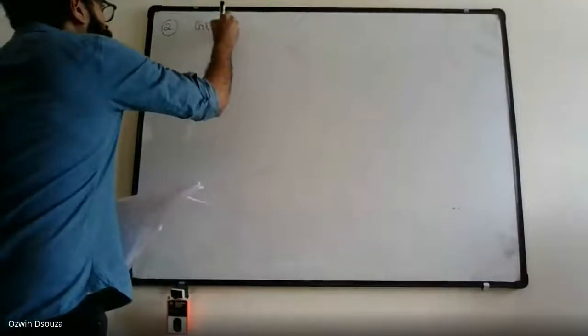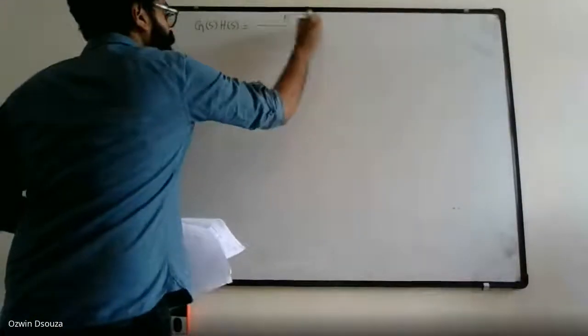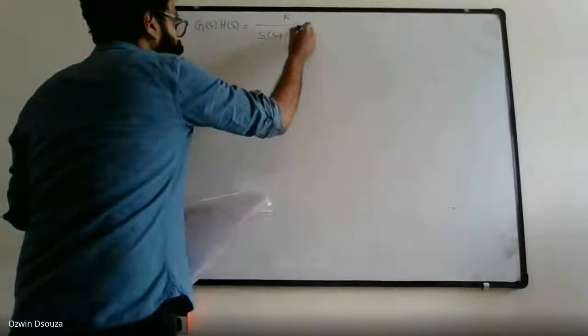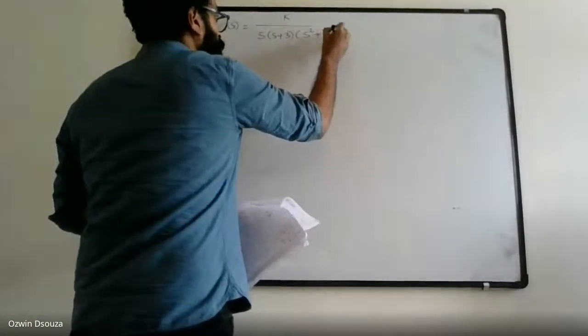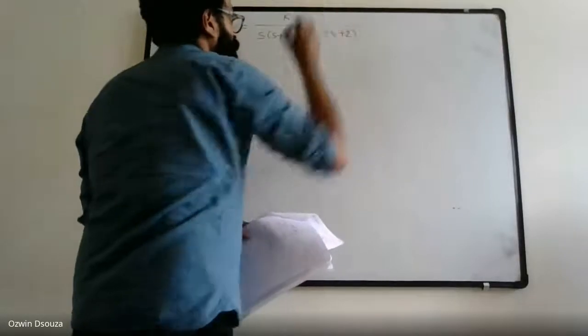Given that the open loop transfer function G(s)H(s) is K divided by s into (s + 3) into (s² + 2s + 2).